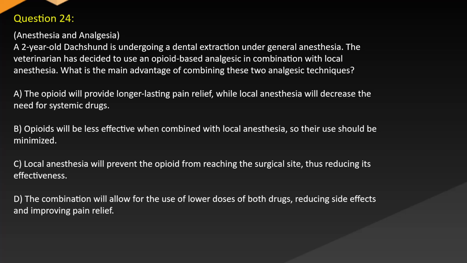A. The opioid will provide longer-lasting pain relief, while local anesthesia will decrease the need for systemic drugs. B. Opioids will be less effective when combined with local anesthesia, so their use should be minimized. C. Local anesthesia will prevent the opioid from reaching the surgical site, thus reducing its effectiveness. D. The combination will allow for the use of low doses of both drugs, reducing side effects and improving pain relief.